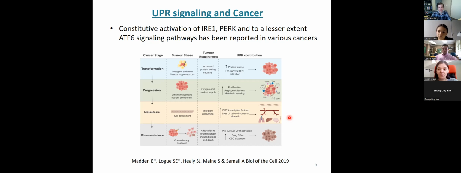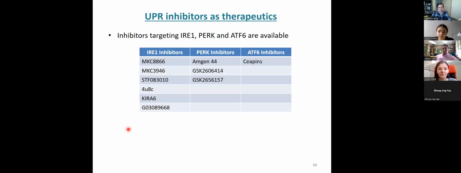We also know that signaling via UPR mediators contributes to all stages of cancer progression, from early stage tumorigenesis right up to later stage metastases and the development of chemoresistance. So it should come as no surprise when I tell you that targeting mediators of the unfolded protein response has been suggested as a potential therapeutic for several cancers.